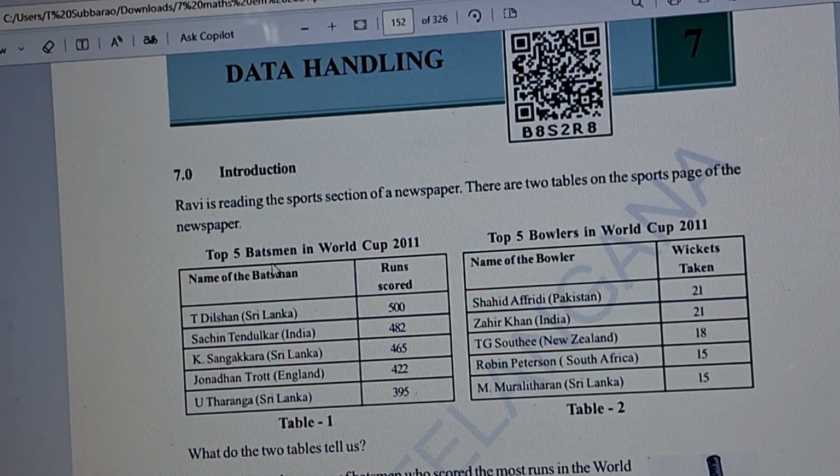First table shows top 5 batsmen in the World Cup 2011. That is T. Dilshan, Sri Lanka; Sachin Tendulkar, India; K. Sangakkara, Sri Lanka; Jonathan Trott, England; and Tharanga, Sri Lanka. And bowlers in the same World Cup 2011: Shahid Afridi, Pakistan 21; Zahir Khan, India 21; TJ Saudi, New Zealand 18; Robin Peterson 15; and Muralidharan, Sri Lanka 15. These are the two tables.